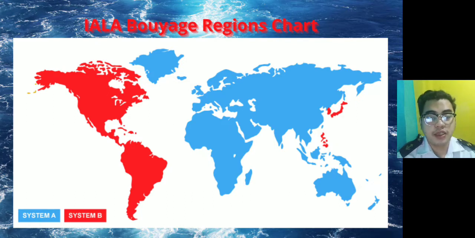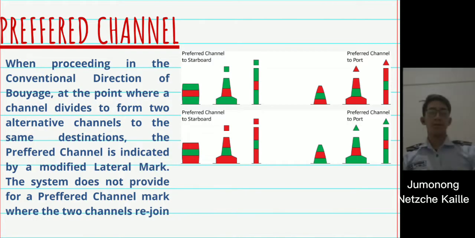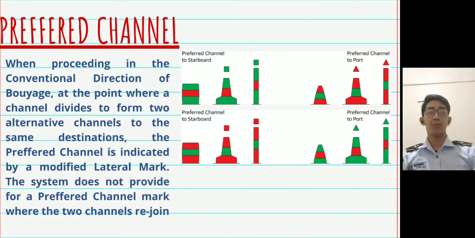The IALA Maritime Buoyage System is divided into two regions. Region A includes part of the Atlantic Ocean, Africa, Europe, Asia, Middle East, and Australia, and some part of the Pacific Ocean. Region B includes North and South America, and Japan, Korea, and the Philippines. So first, let us identify what we mean when we say preferred channel.